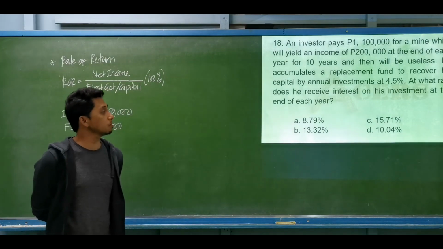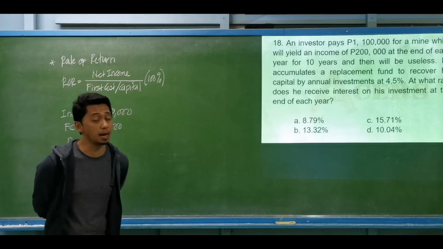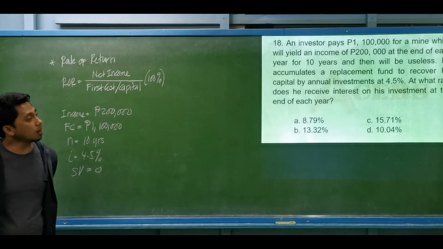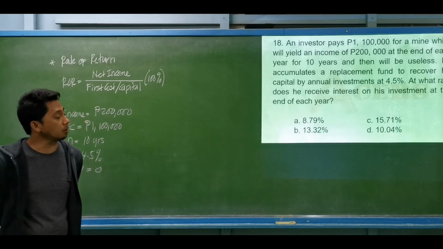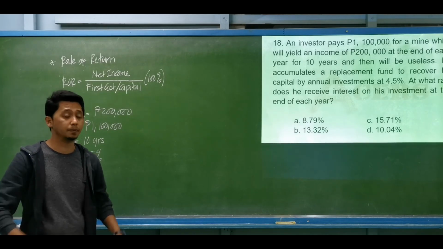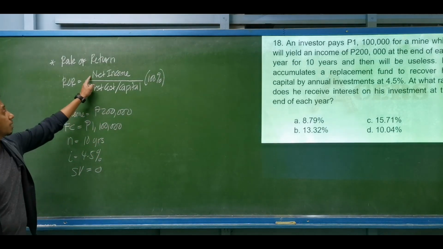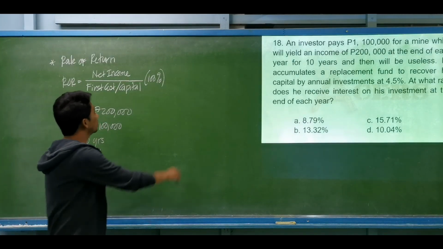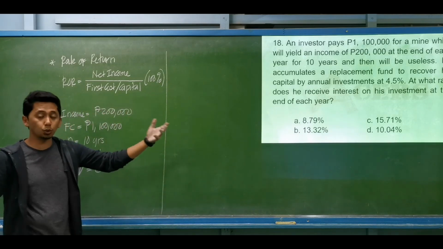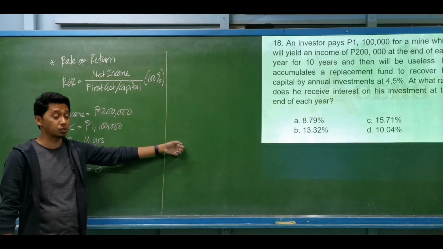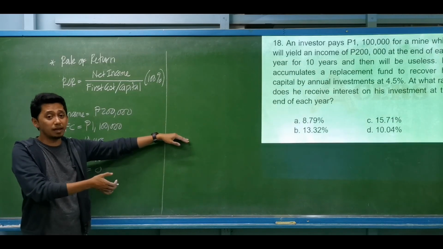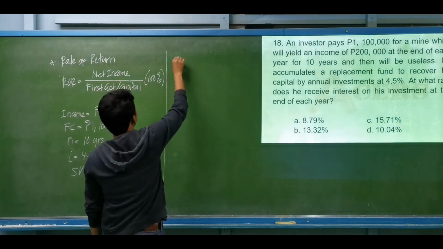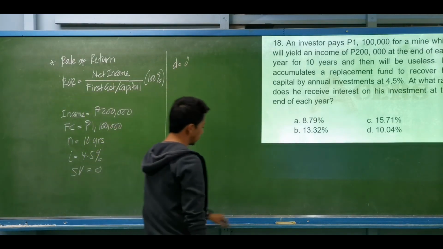He accumulates a replacement fund to recover his capital by annual investments at 4.5%. That will be the rate of interest. At what rate does he receive the interest on his investment at the end of each year? All we have to do is determine the net income. We have this income, but maybe this is the gross income. So we need to deduct the depreciation charge, or the hidden charges, that is, the annual depreciation.